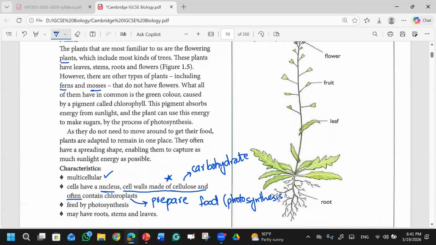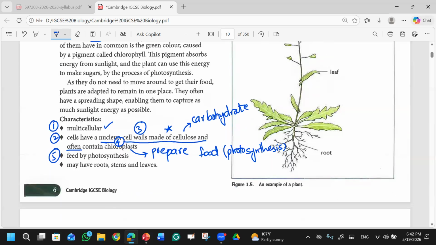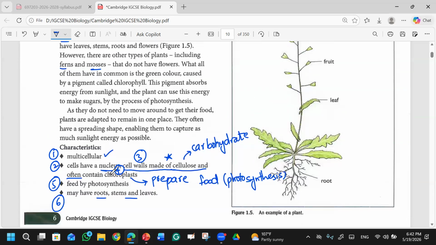To prepare their own food: first, they are multicellular. They have a cell with a nucleus, and they have a cell wall made up of cellulose. They often contain chloroplast. They feed by photosynthesis, the process by which they get food. That is why they are known as autotrophs. They may have roots, stems, and leaves. These are not all the characteristics, but these are some major characteristics.